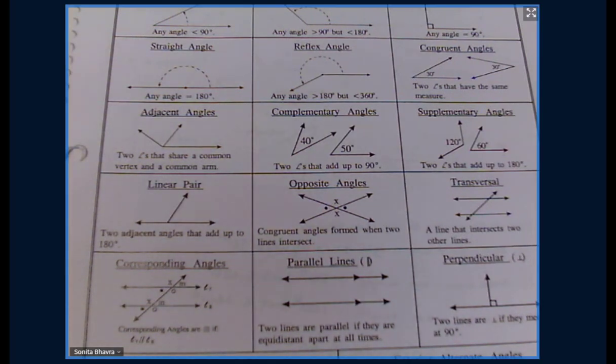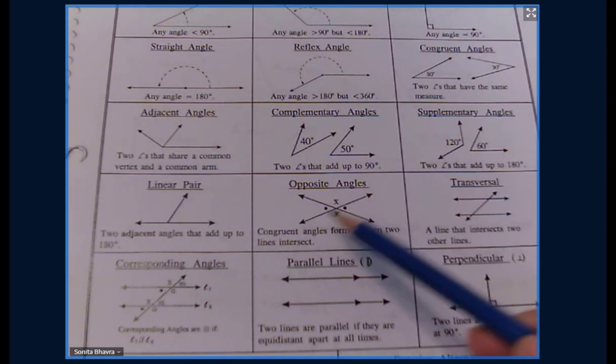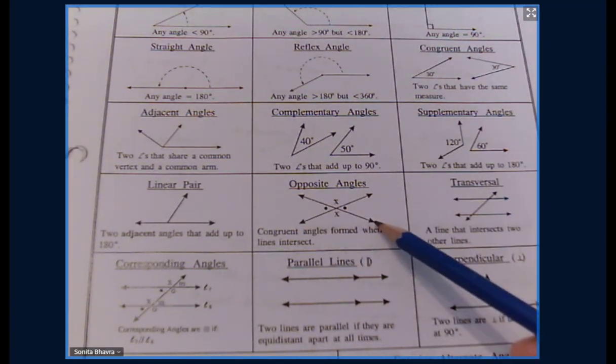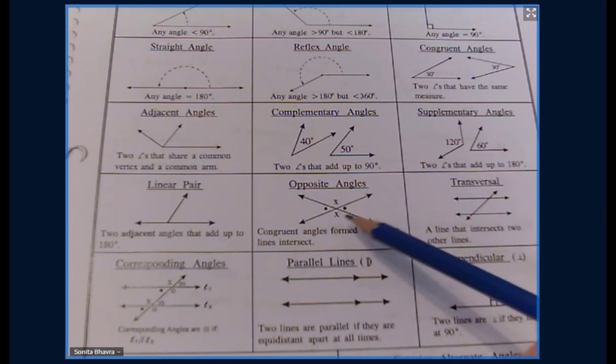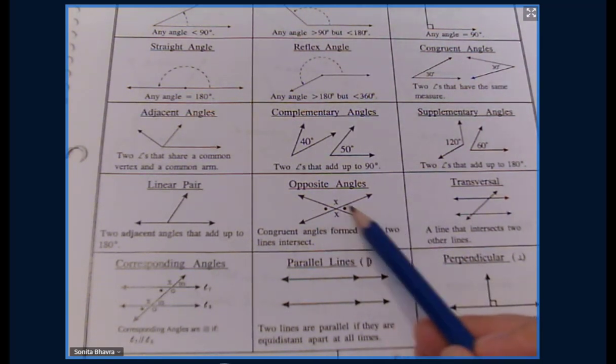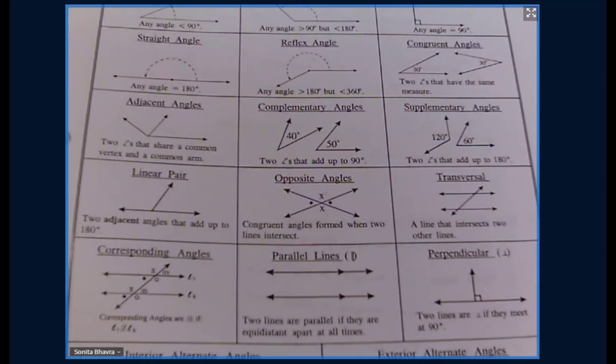Opposite angles, congruent angles formed when two lines intersect. So these two lines are intersecting. So these two angles here are the opposite angles, x and x. And then these two angles here are opposite, and they're going to be the same value. The dot and the dot will be the same value, x and x will be the same.